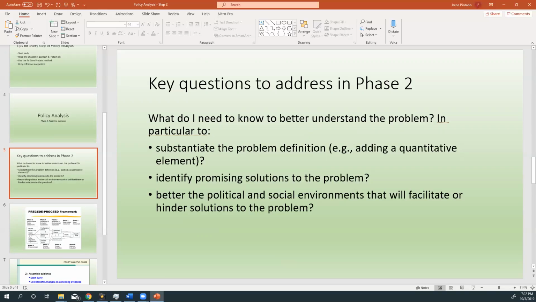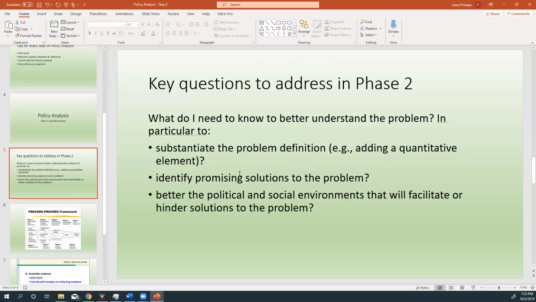That's an important thing in policy, to convince people that what you're trying to fix is in fact a problem. The other thing is to start identifying the promising solutions to the problem. So you also are going to be doing the research to say, okay, we said this is a problem.